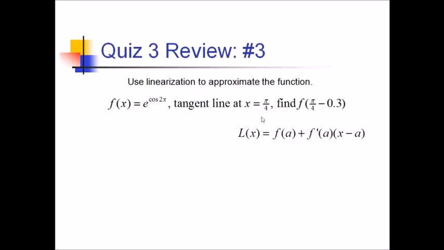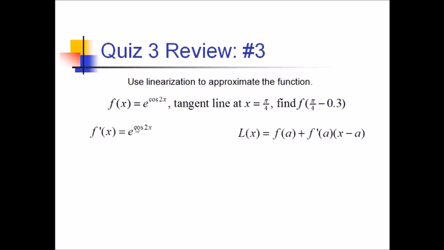I'm going to start by finding f prime. So let's find f prime of x in general, and then we'll find f prime of pi over 4 specifically. In general, we're going to need the chain rule on this. The outer function is just e to something. So my first derivative on the outermost function is going to be e to the something, which in this case is cosine of 2x. But now I have to multiply by the derivative of cosine of 2x.